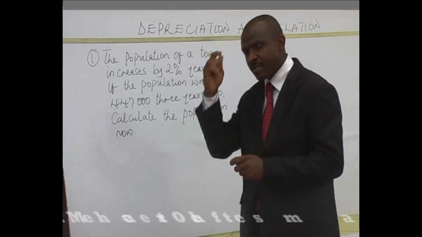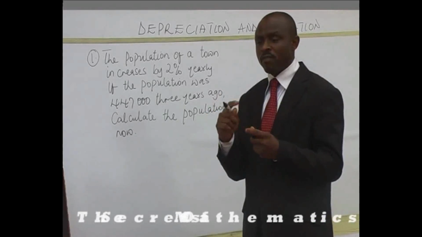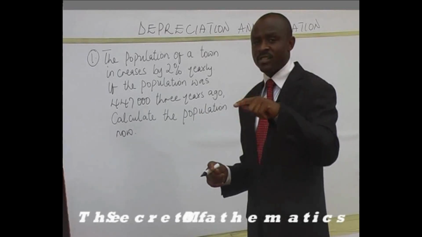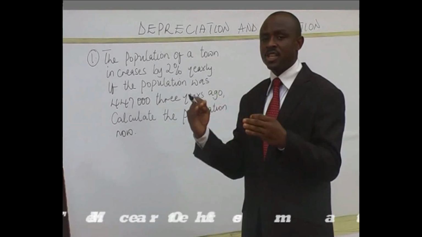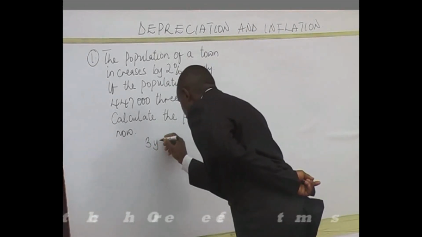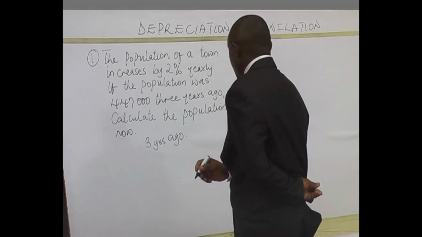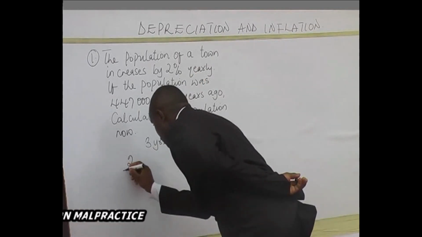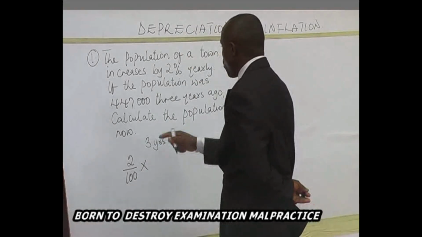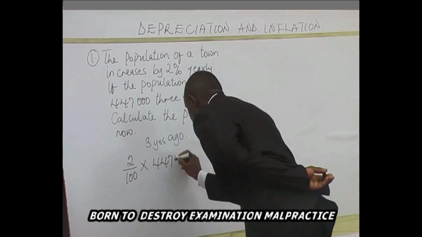So what I'm going to do now is start from 3 years ago. Calculate 2 all over 100 of what the population was 3 years ago. Now add it to what it was 3 years ago, and begin to progress like that till you get to this year. 3 years ago, 2% is 2 all over 100 of, that means times what the population was 3 years ago, 447,000.